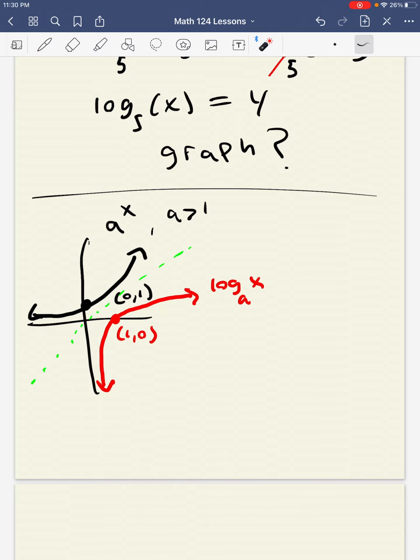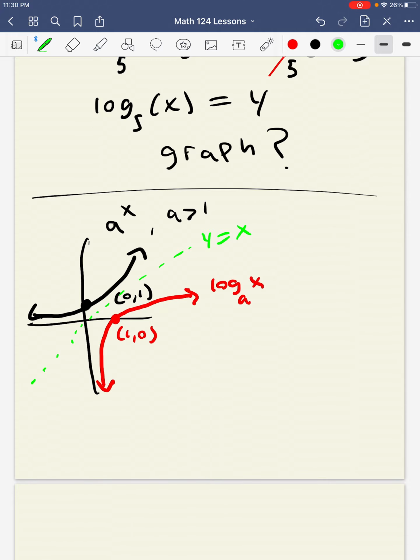Okay, so nothing surprising. This was stuff we already learned. The exponential always goes through the point (0, 1), so therefore the inverse will go through the point (1, 0). If this is the exponential, then the log is going to be the reflection of that about this dotted green line. The dotted green line is when y equals x.